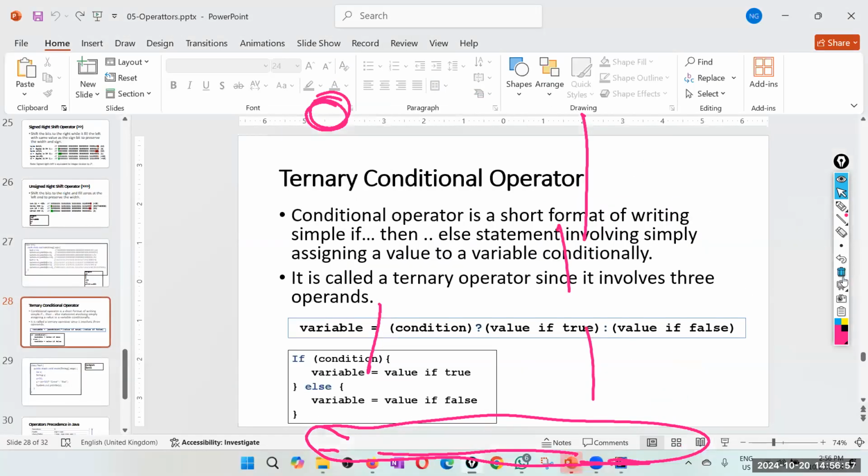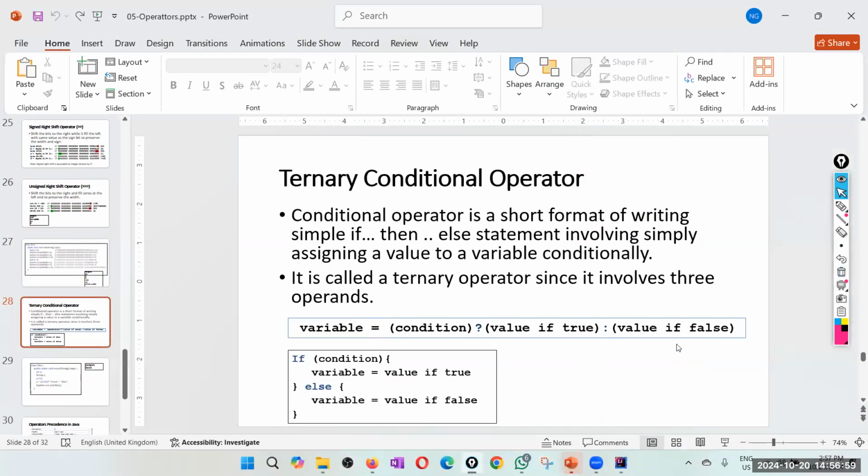That's it. So we are done with operators. If you have any questions, you can ask. So after the break, we'll move on to control structures. Okay, so is that the next topic?